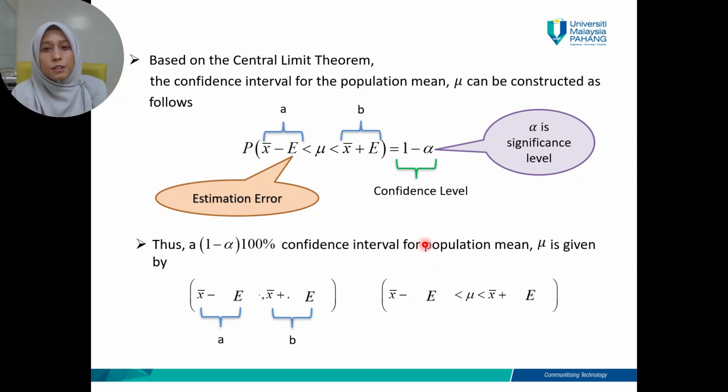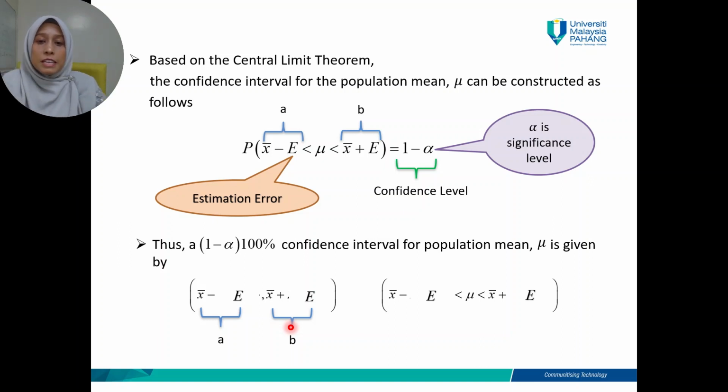Hi, welcome back. In this video, we're going to discuss the estimation error. I hope you still remember that in the early part of my previous video, I explained the general form of the confidence interval to estimate population mean, which is given by x bar minus E, the general formula to find the lower boundary, and x bar plus E, the general formula to find the upper boundary of the confidence interval.